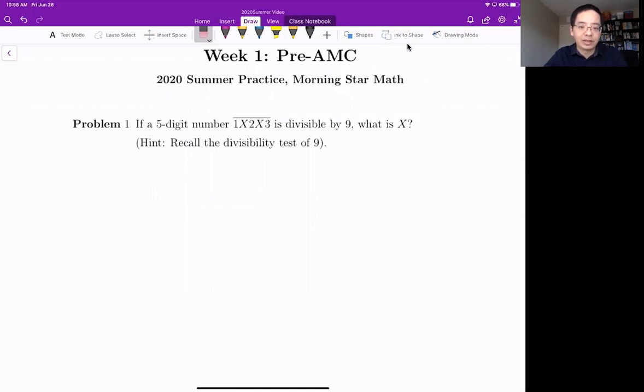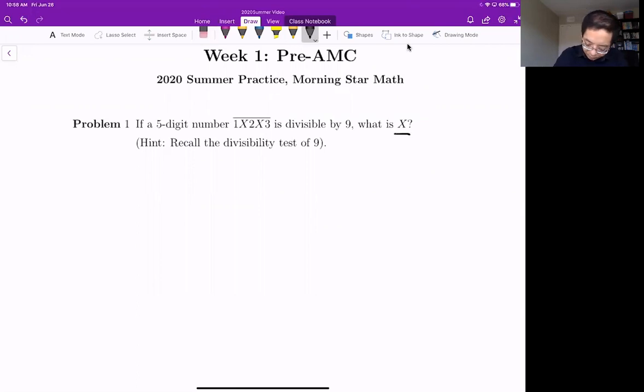All right, so first let's look at question 1. The problem says we have a 5-digit number, 1x2x3. It is divisible by 9. So what you need to figure out is the missing digit x.